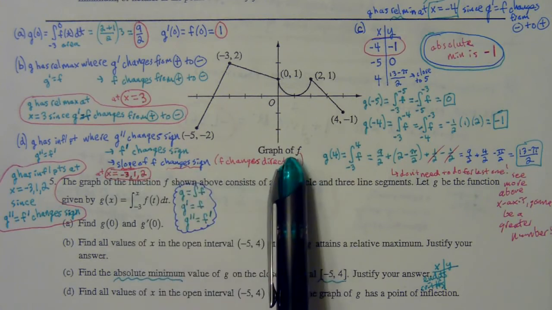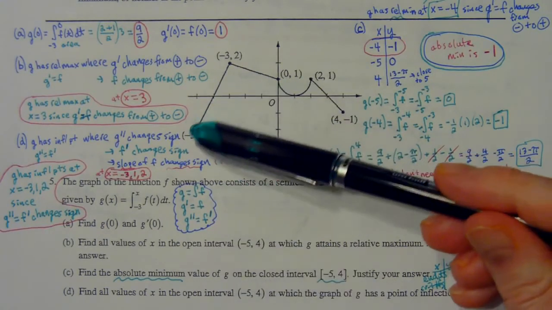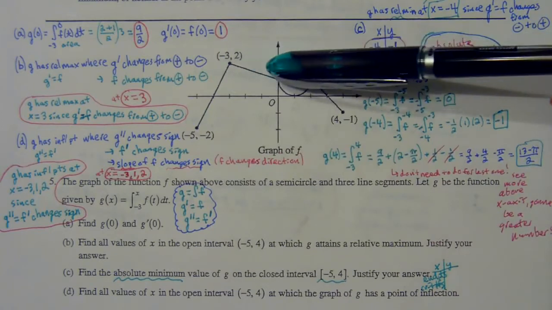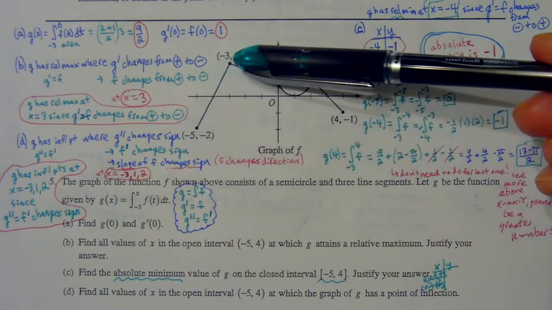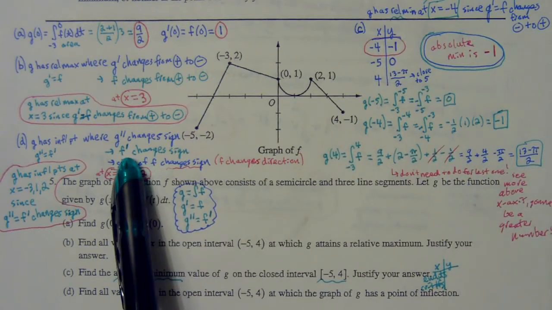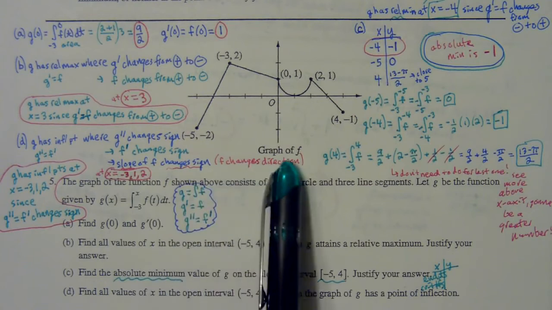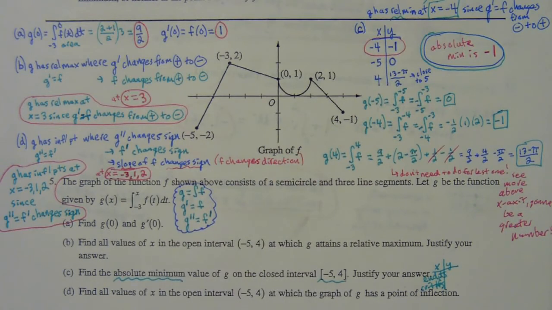So if I want to know where the slope changes sign, that's where this graph changes direction. See how I have a positive slope and then a negative slope? So where that graph changes from going uphill to going downhill, the slopes of that graph change sign, which means the derivative of that graph changes sign.